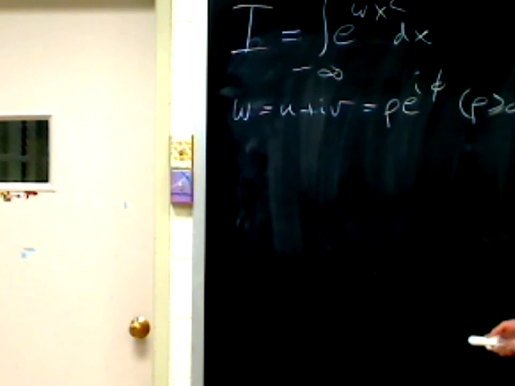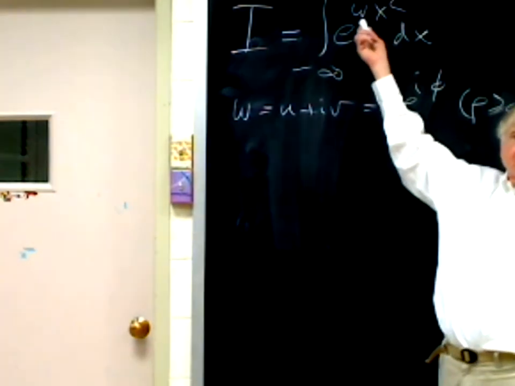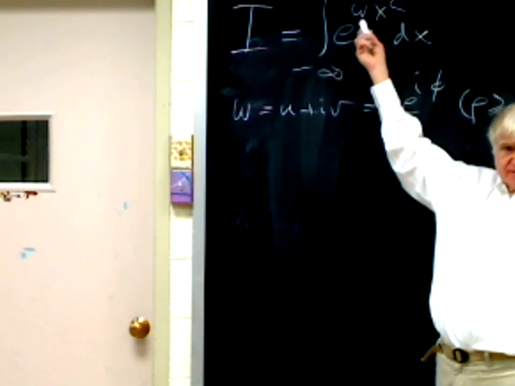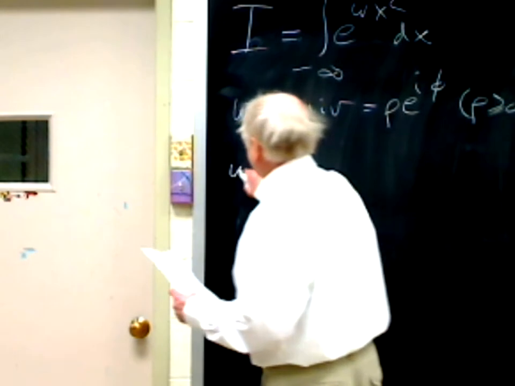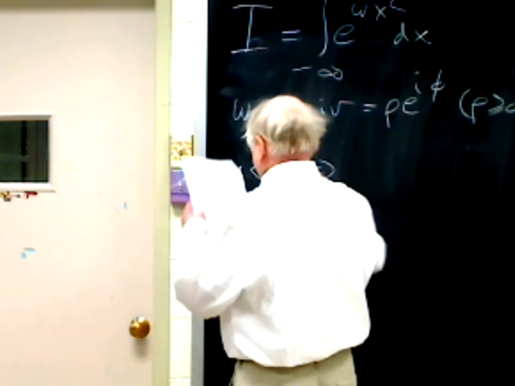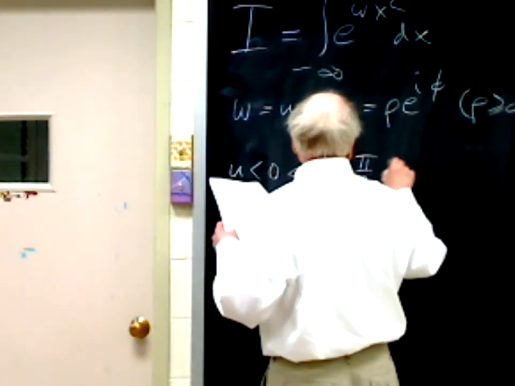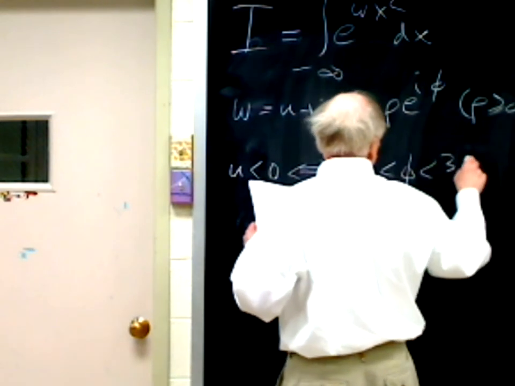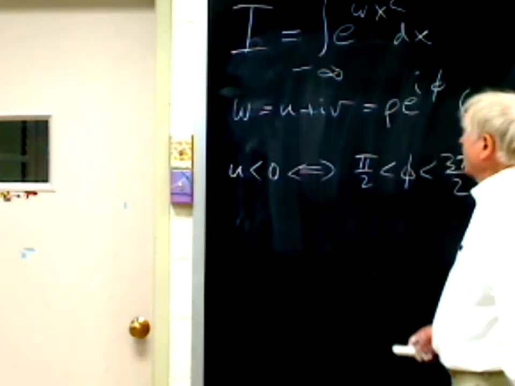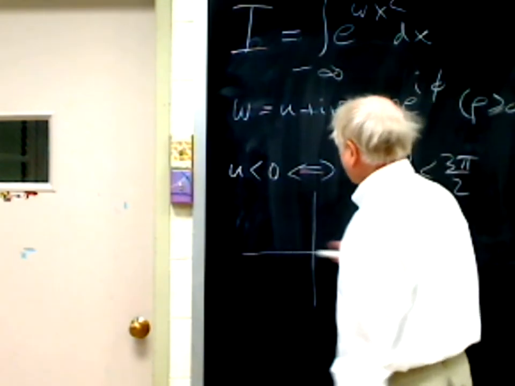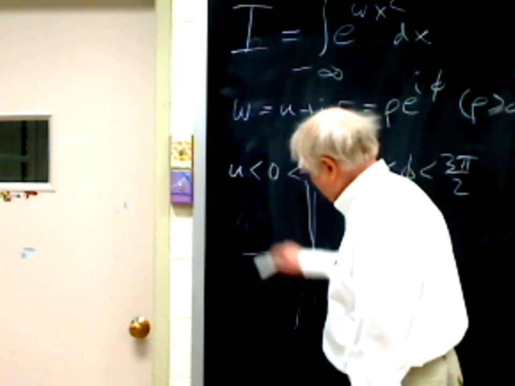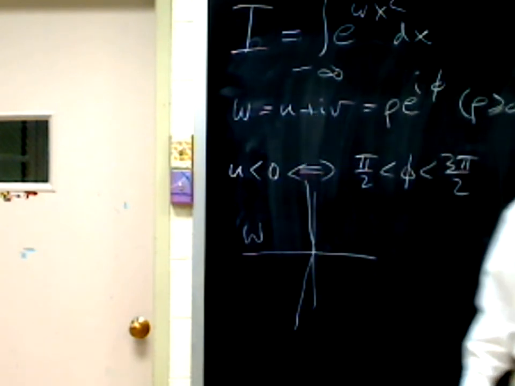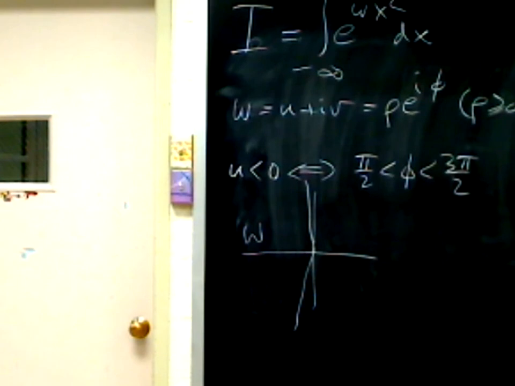And the integral also will diverge unless the real part of w is negative. And so u less than 0 is the same thing as pi over 2 less than phi less than 3 pi over 2. So in other words, we're saying here that this number w is somewhere in the left half plane, not counting the y-axis.